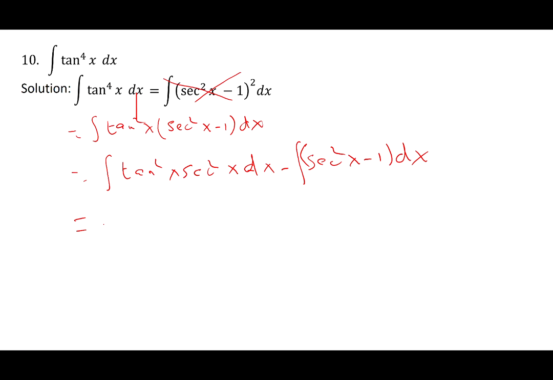dx. And so this becomes tangent cube x over 3 minus integral of secant square x, which is tangent x, plus 1 dx, which is plus x plus c. That's it. Right? Tangent cube x.